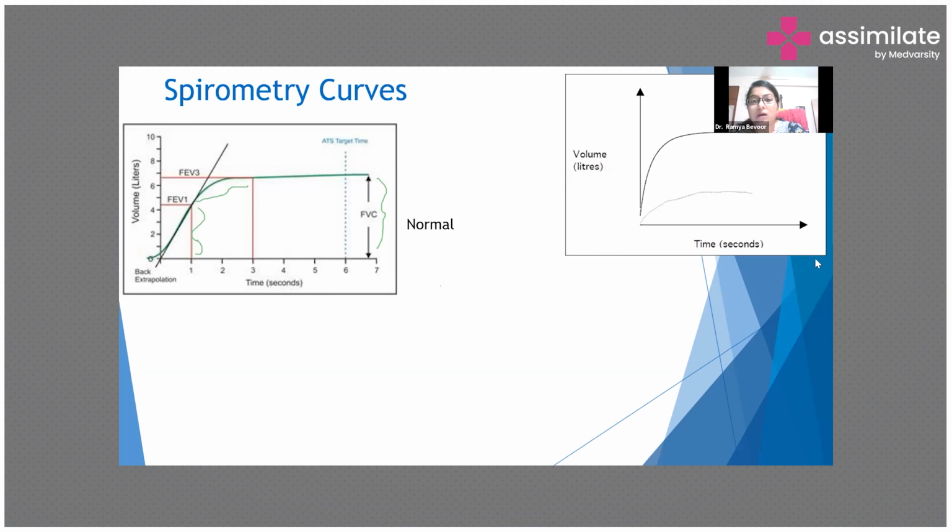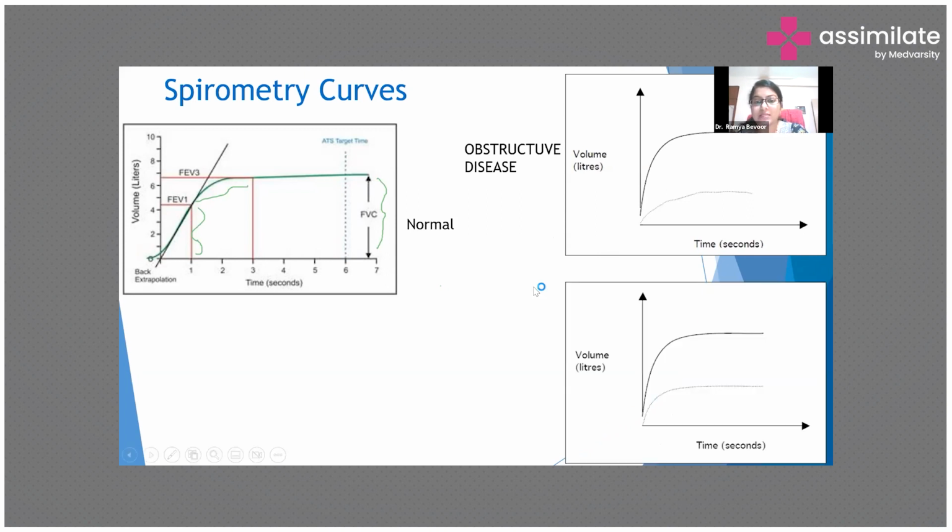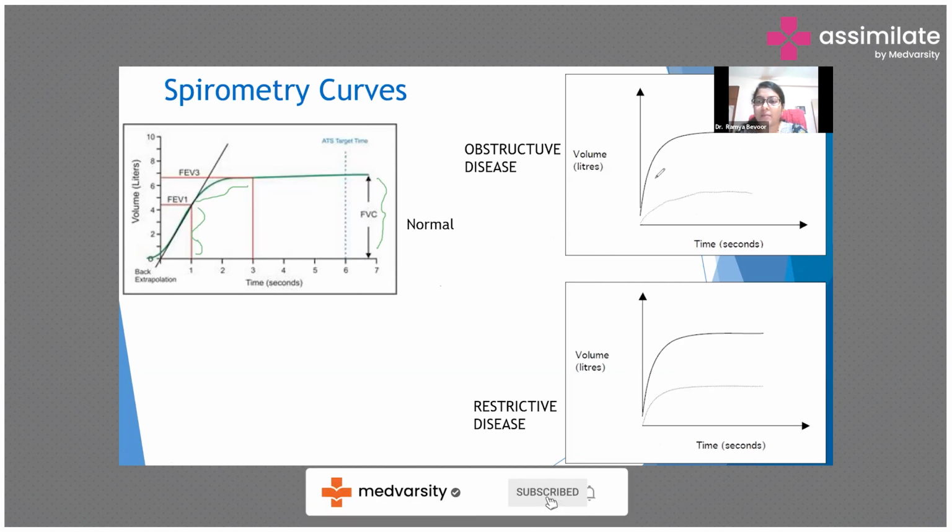So basically, this is an obstructive curve. Let me show you the other one. So this is a restrictive disease. Let me just show you what is the difference between both of these. The curve that you see is the normal curve. This entire curve is the normal curve, right?